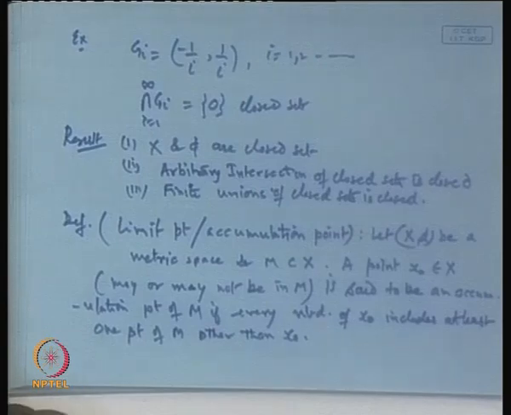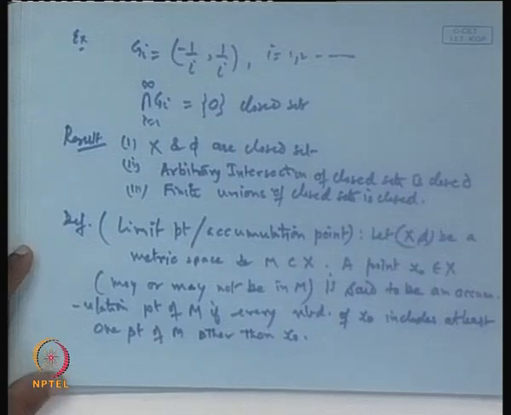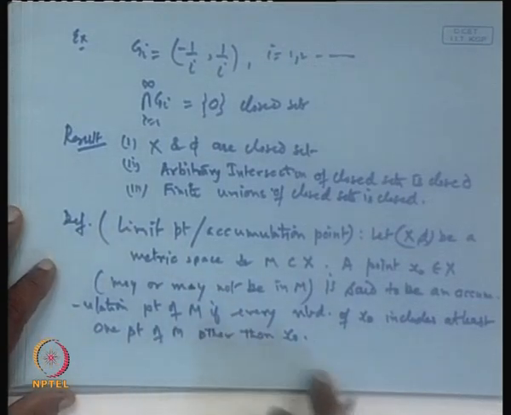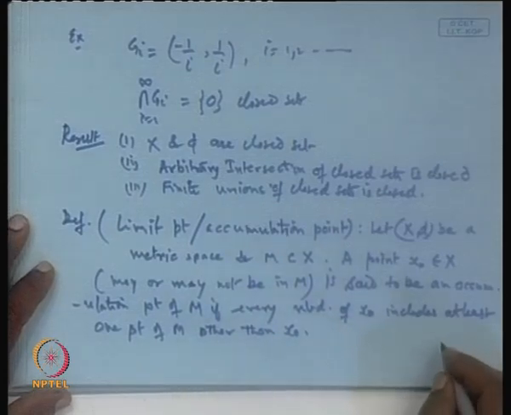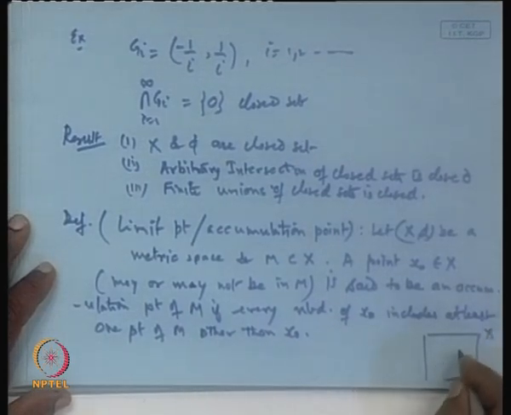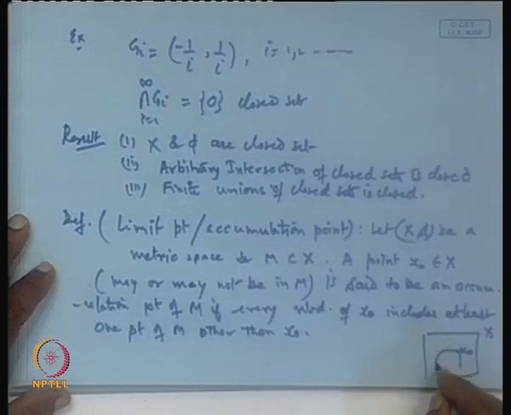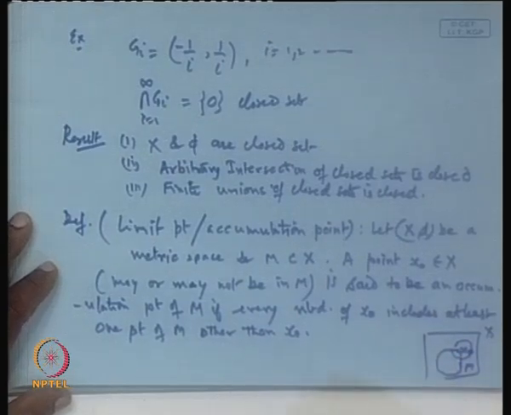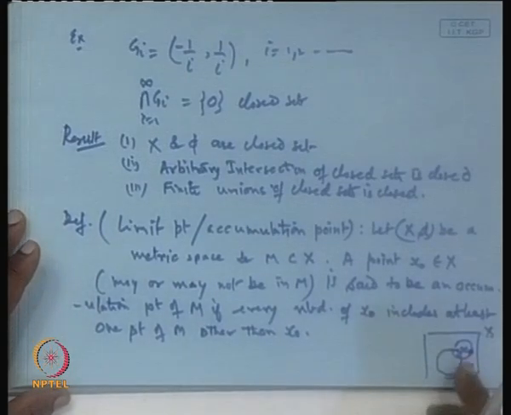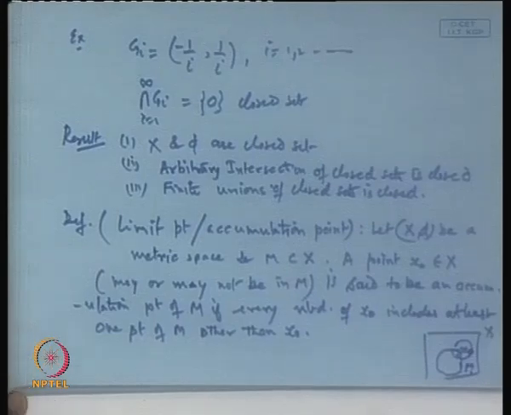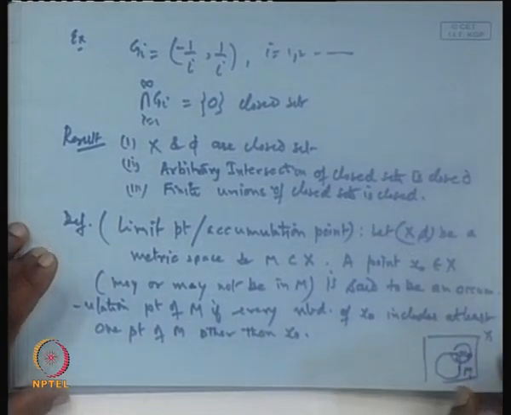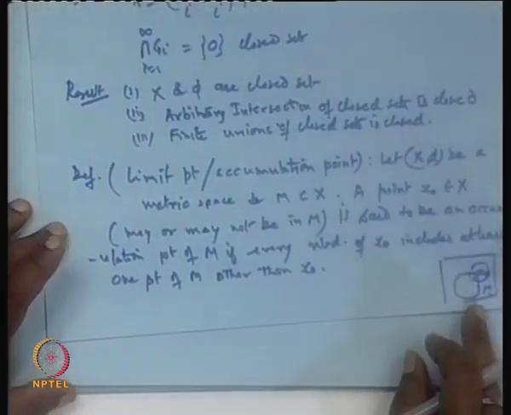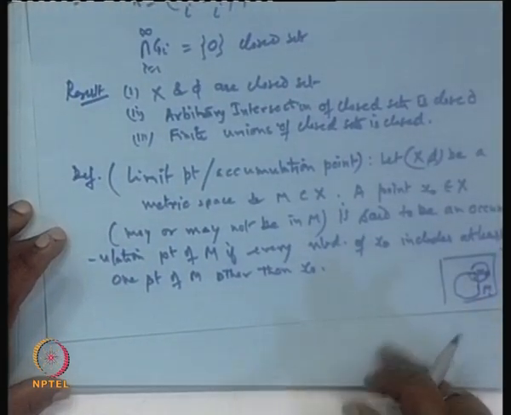Because suppose x naught is a point of M and the neighborhood includes only x naught itself, then it will not be considered a limit point. A limit point of a set M means that if we draw a ball around the point x naught, whatever neighborhood you draw, it must include at least one point of M distinct from x naught. Then we say x naught is a limit point of M, otherwise we will not say limit point.